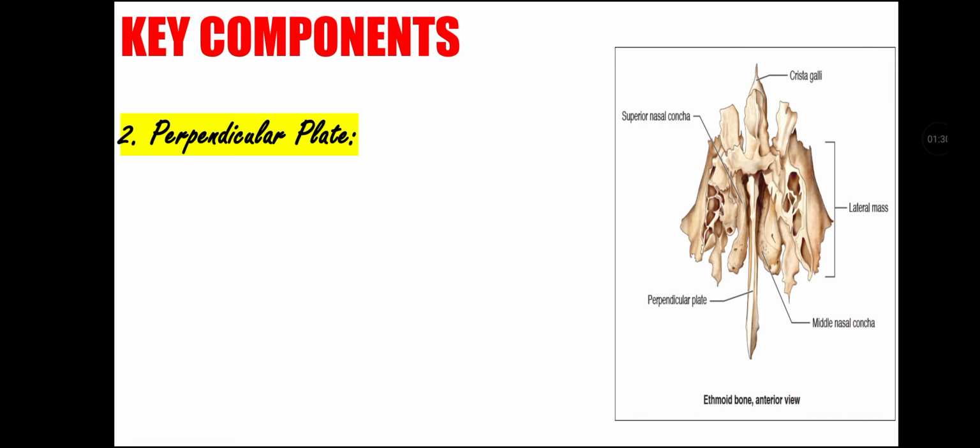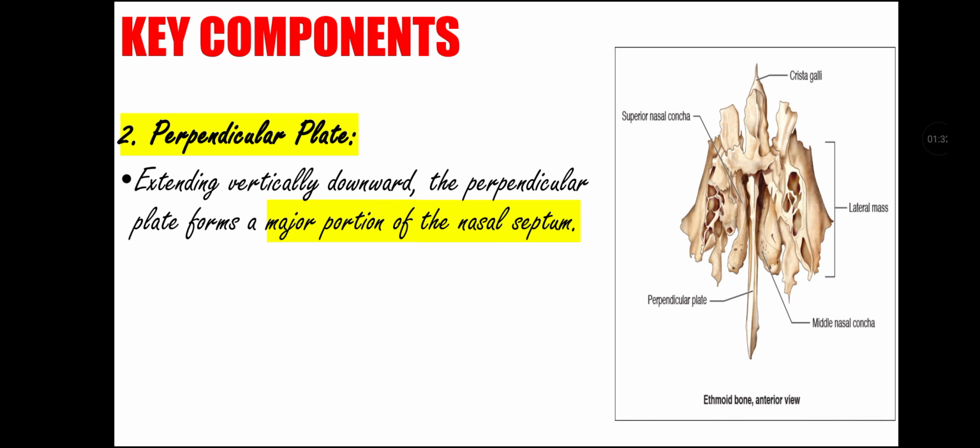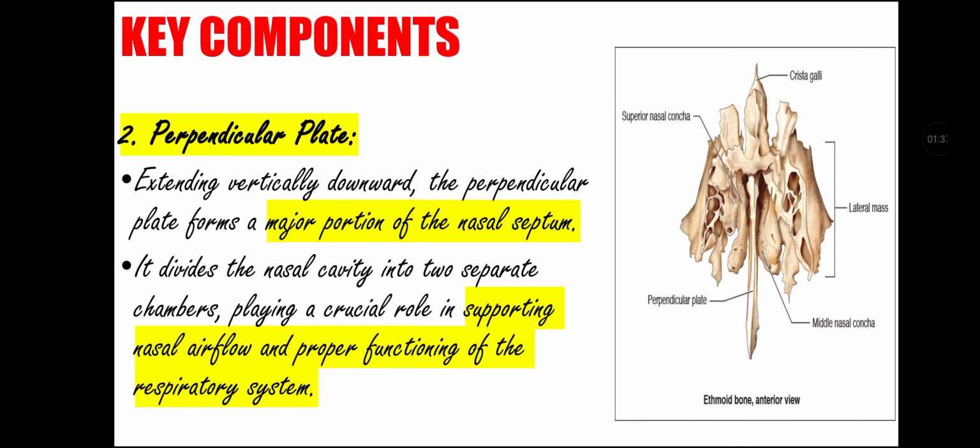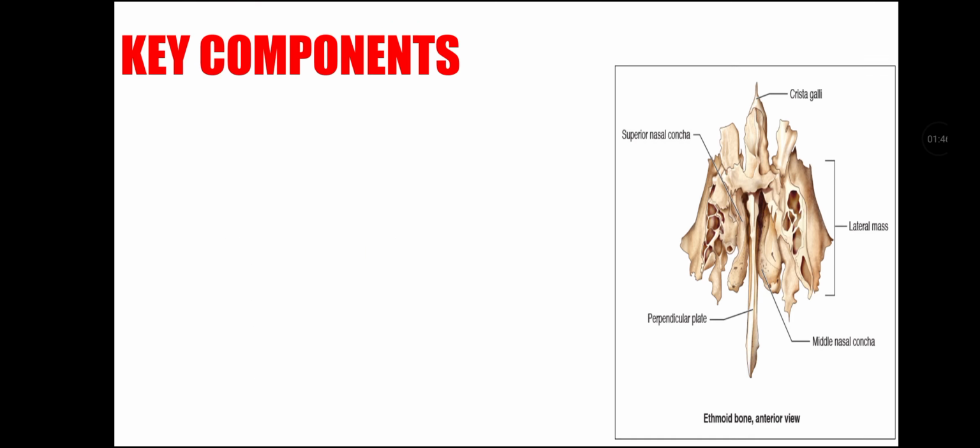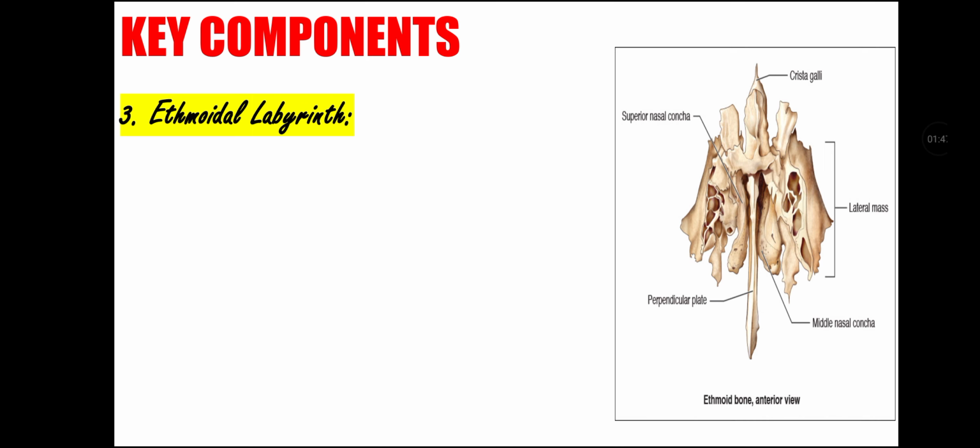Next component is perpendicular plate, that extends vertically downward. The perpendicular plate forms a major portion of nasal septum. It divides the nasal cavity into two separate chambers, playing a crucial role in supporting nasal airflow and proper functioning of respiratory system.